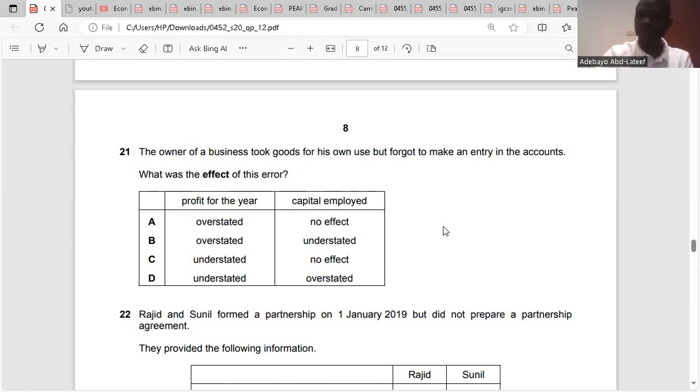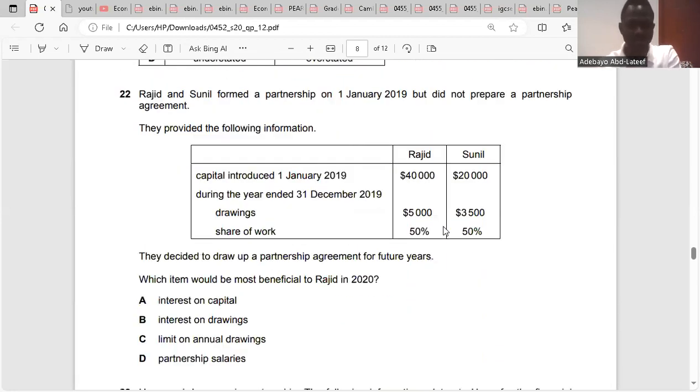So what is the answer already? No, it is C. It's not going to affect the capital employed. Because what is capital employed? Capital employed is total asset used by the business. It won't affect it. It's an asset used by the business, so it's not going to affect this. So it is C.